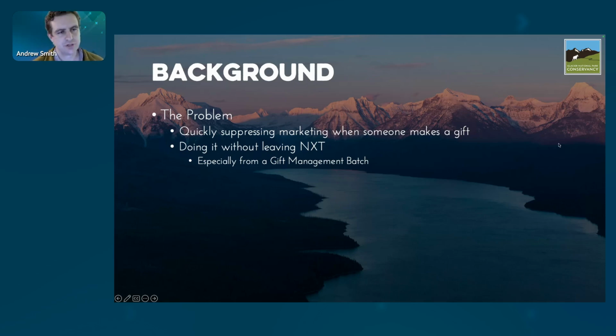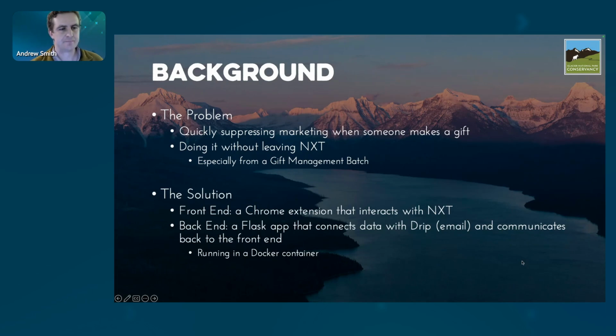So starting with this question of how to stop email series right away when someone's gift shows up in a gift management batch, we came up with a solution that involves a Chrome extension that interacts with NXT on the front end. The back end is a Flask app written in Python, and it connects that data with our Drip API, which is the email client, and then communicates the success or failure of that operation back to the front end, and that runs in a Docker container.